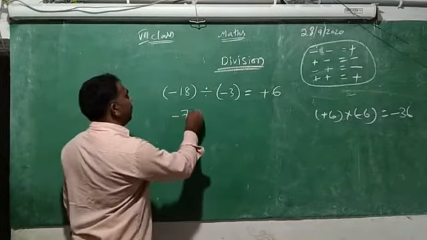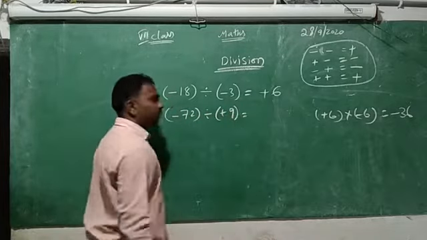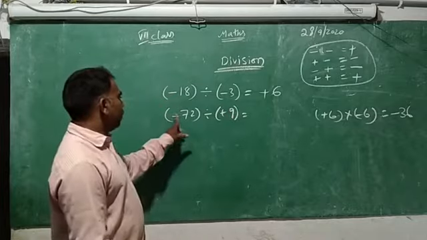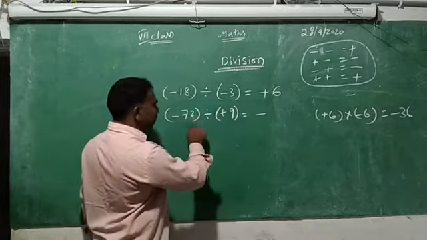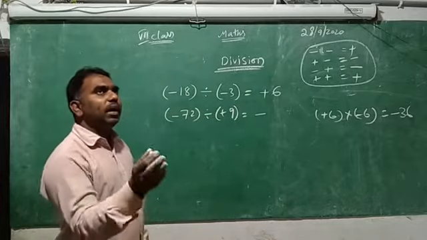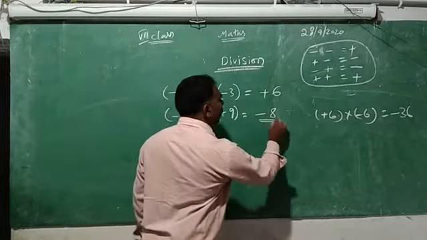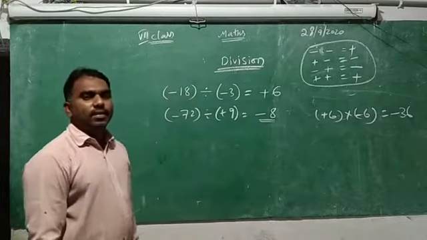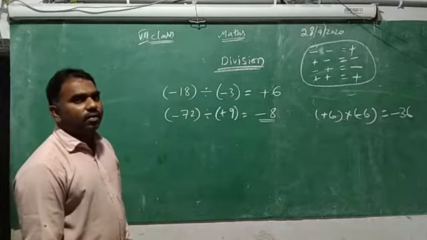You see, minus 72 divided by plus 9. Simple. What will you do first? Combination. Minus and plus will become minus. Then 72 divided by 9. 9 times 8 is 72. So the answer will be 8. So the final answer is what? Minus 8. So this is the way of doing division.